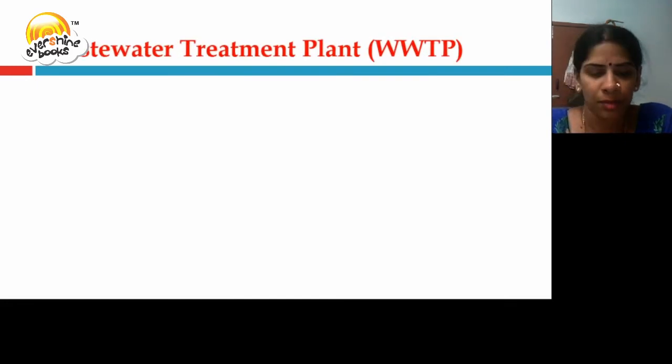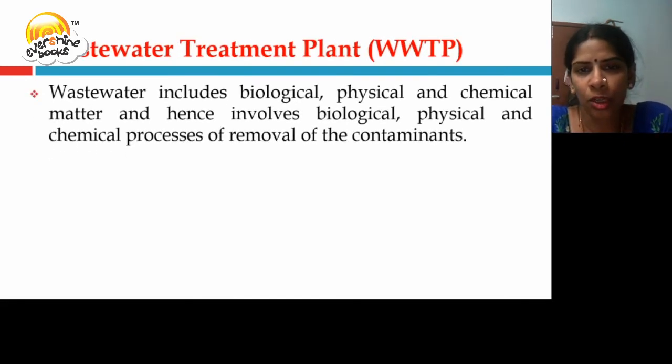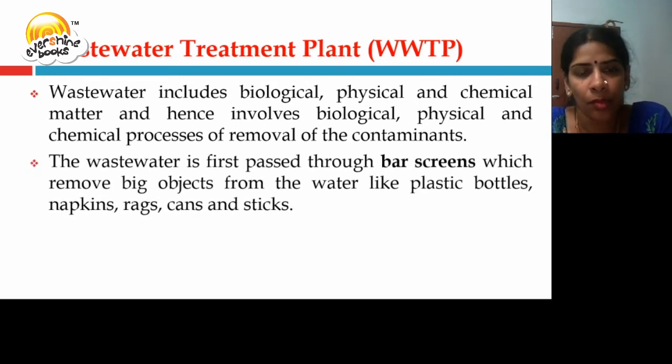Wastewater treatment plant. Wastewater includes biological, physical and chemical matter, so treatment involves processes for removal of contaminants. The wastewater is first passed through bar screens, which remove big objects such as plastic bottles, napkins, rags, cans and sticks. So the first step is passing through bar screens.